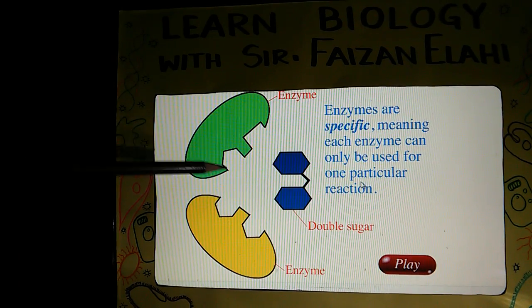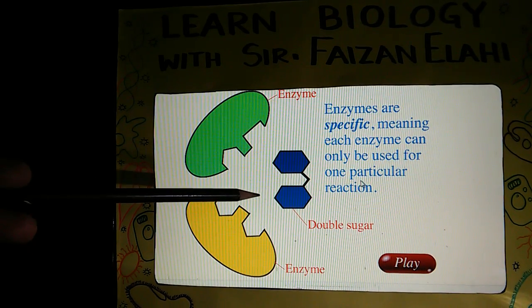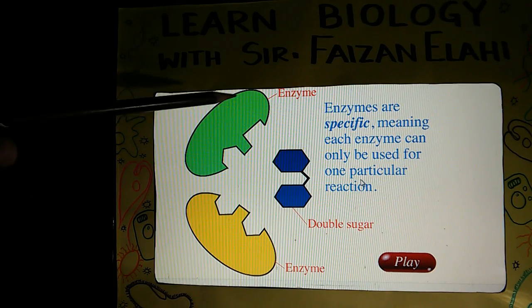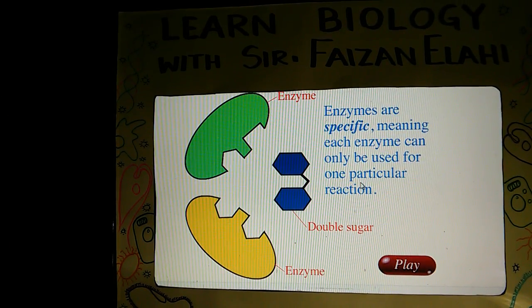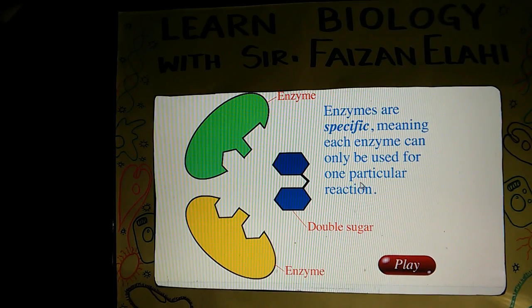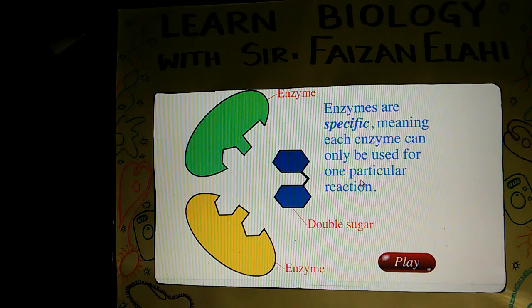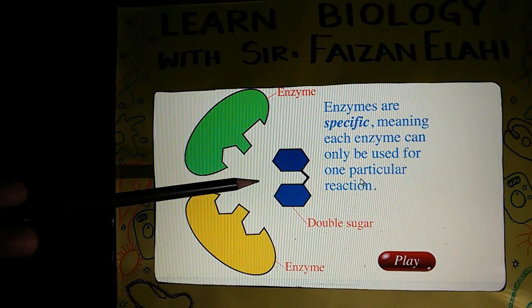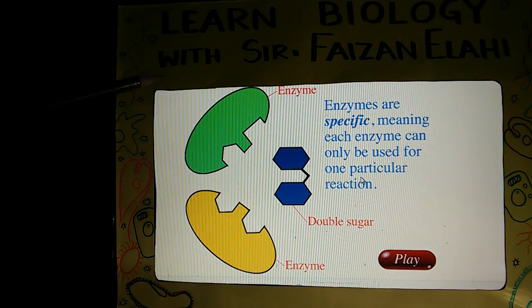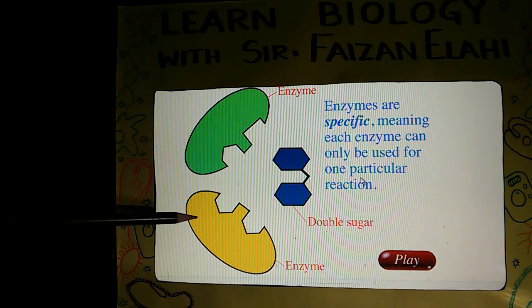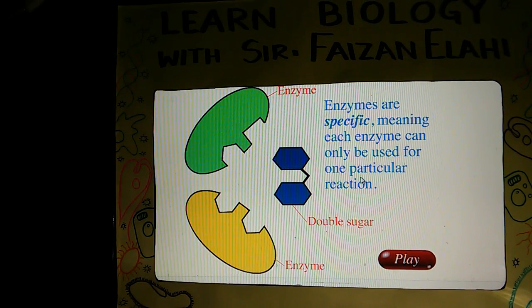Again you will find a substrate which is a double sugar, already bonded. So enzymes are specific, meaning each enzyme can only be used for one particular reaction. Now tell me, this double sugar molecule combines with which type of enzyme? Enzyme yellow or enzyme green?